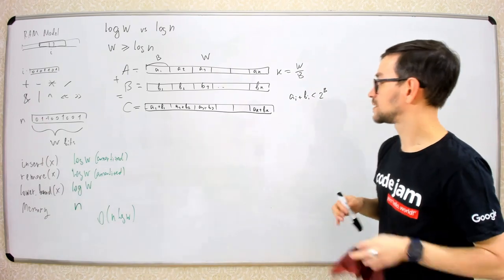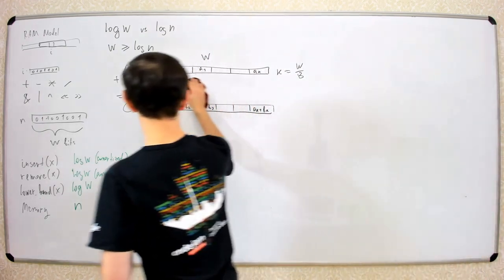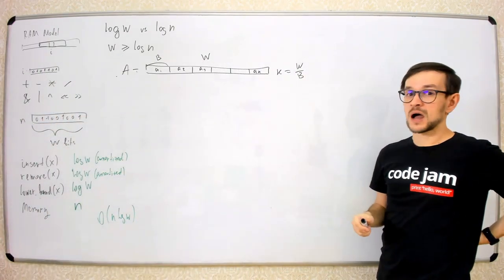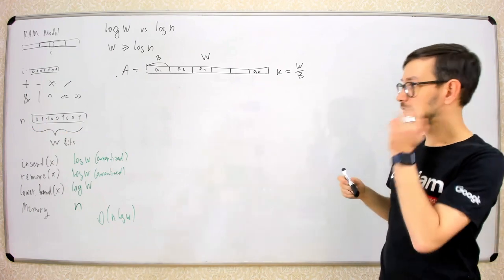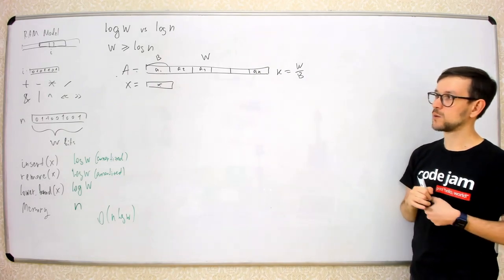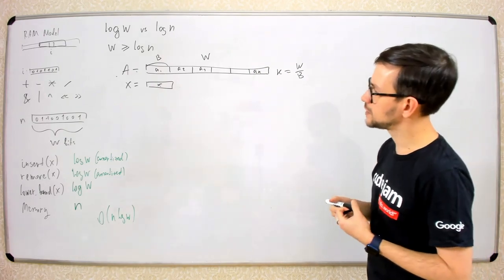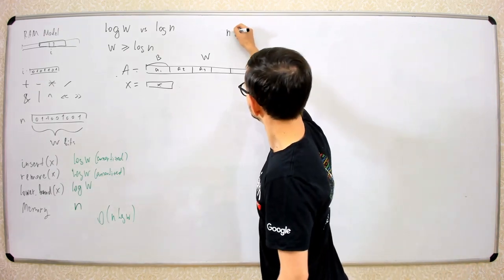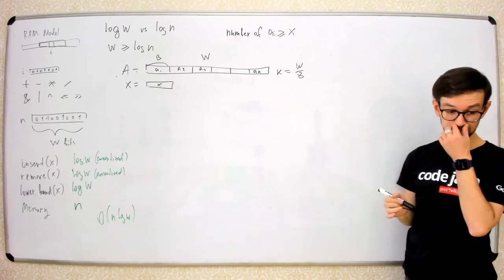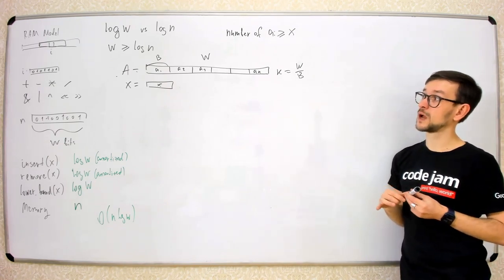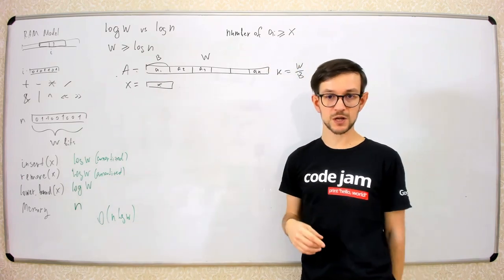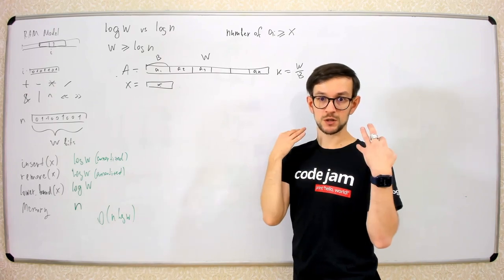Now let's do something more interesting. Let's have an array again, an array A of k elements, and have some small integer x. I want to find the number of elements in array A which are, let's say, greater or equal to x. What you usually do is iterate over all elements and check if this element is greater or equal to x. But I want to do it in a single operation using all these big tricks.